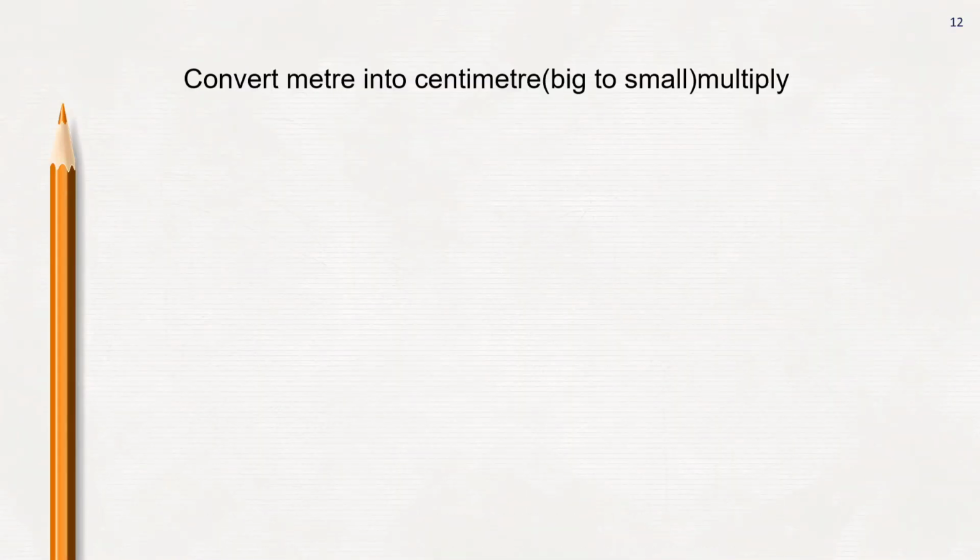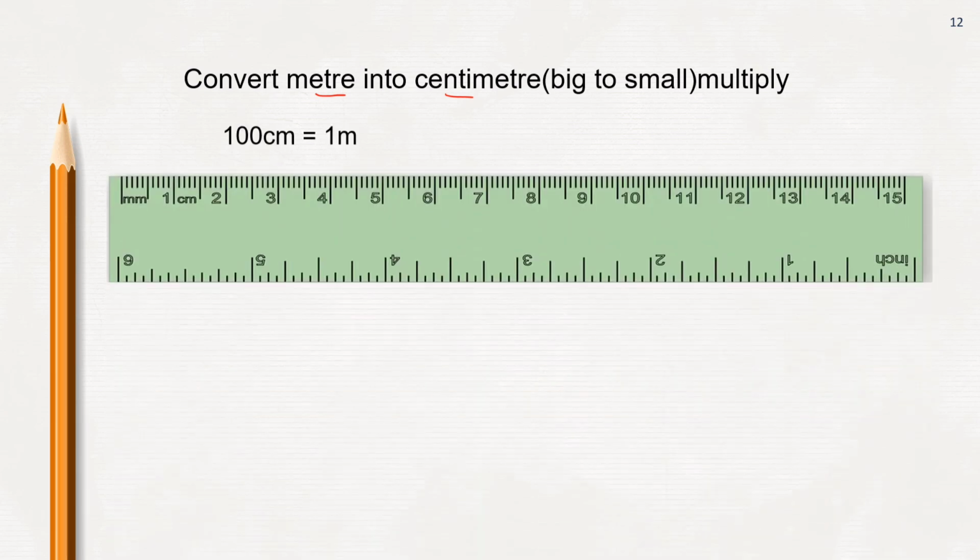Next, convert meter into centimeter. Again, meter is a bigger unit than centimeter, so it is from big to small, so we'll have to multiply. Multiply by which number? Yes, 100 centimeters equals 1 meter, right? So here 100 centimeters becomes 1 meter. Here we need to convert 7 meter into centimeter. Meter is the bigger unit, centimeter is the smaller unit, so we'll have to multiply. Multiply by what? 100, because 1 meter equals 100 centimeter.